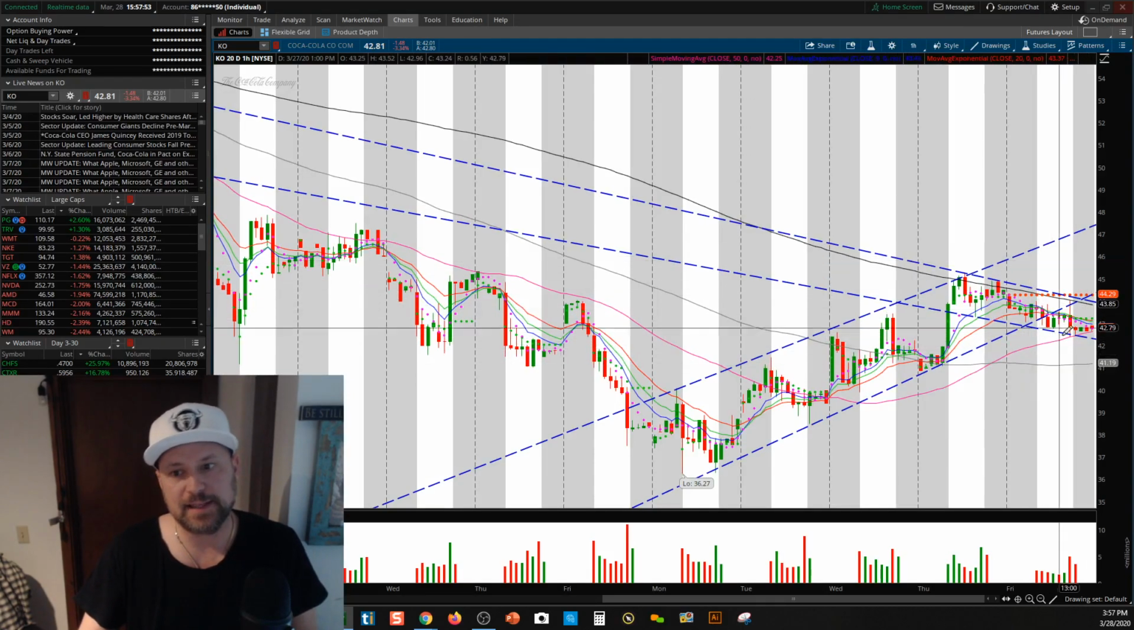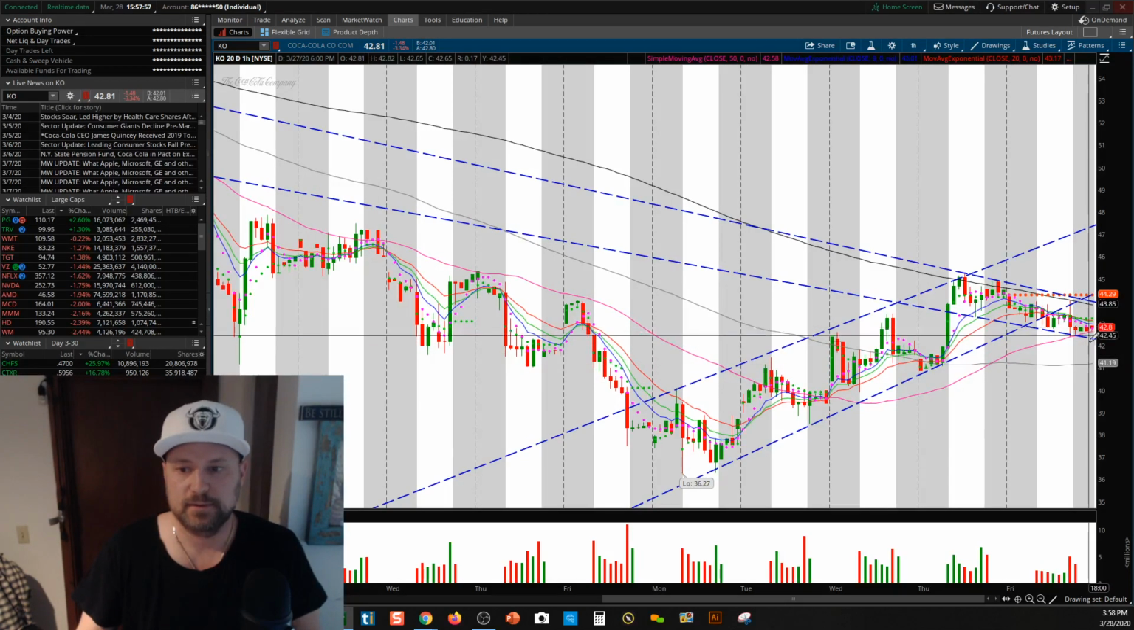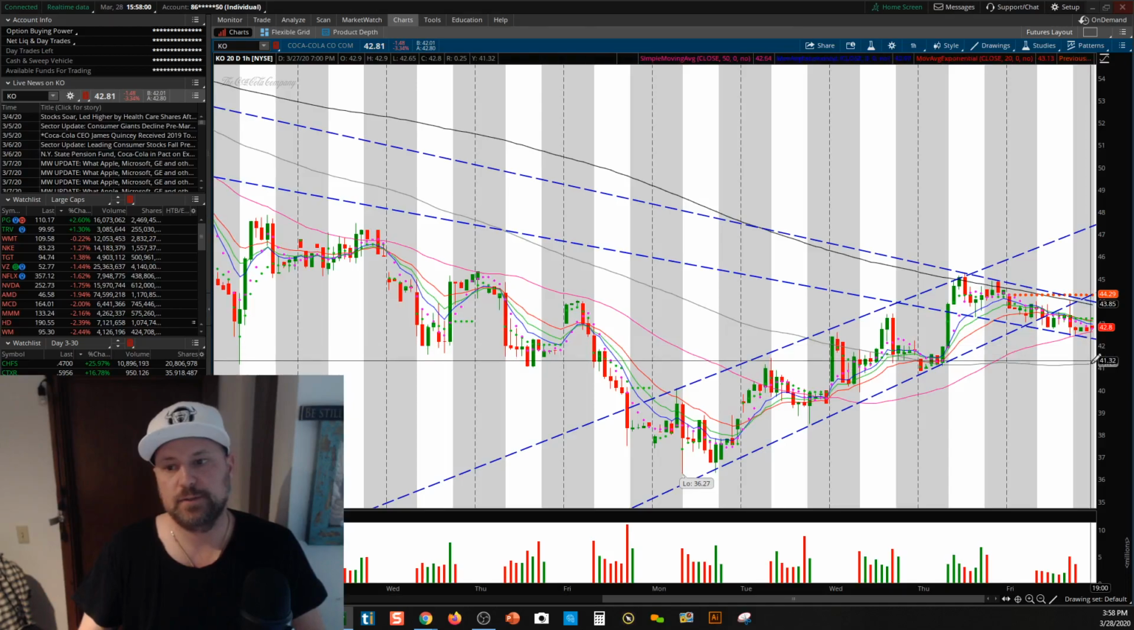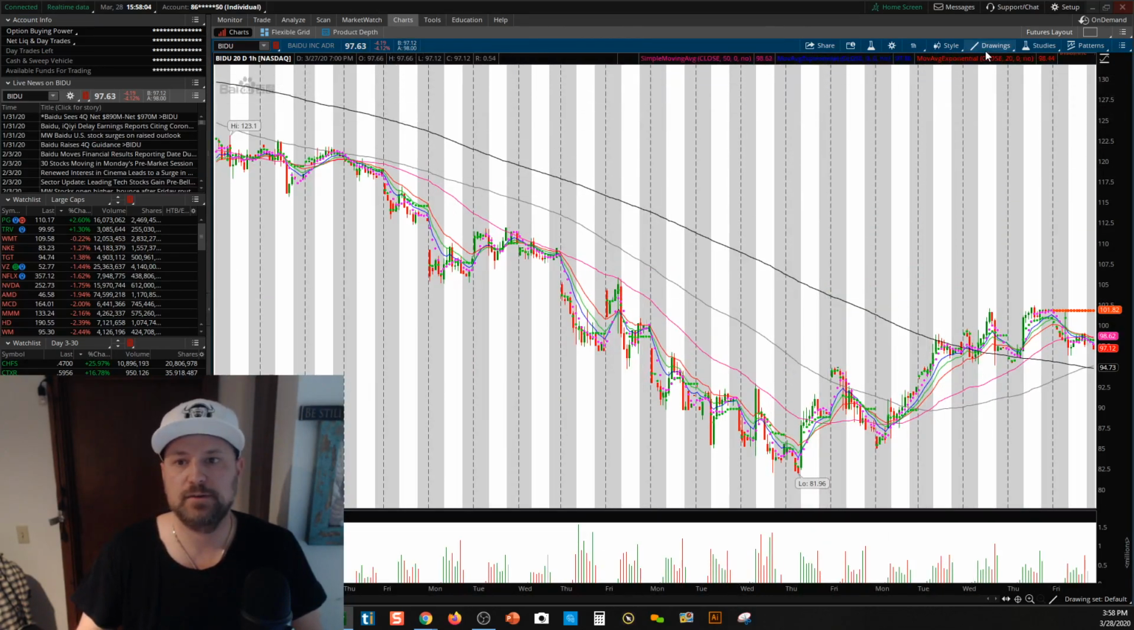Again, I look at the daily setup and then I kind of go on the hourly, and then looking to see if it fails that down channel with support down in here. Baidu, you can see probably very similar pattern.